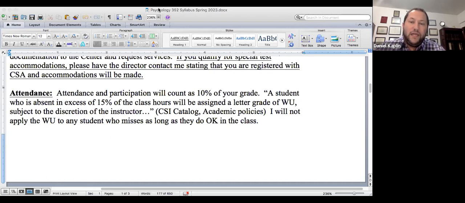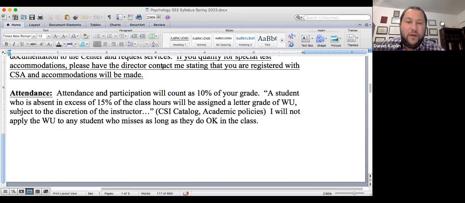Now, one of the interesting things about the CUNY catalog is it has some language about when we should give a WU or how to apply the WU. And I lifted this straight from the catalog as it relates to academic policies. It says a student who is absent in excess of 15% of the class hours will be assigned a letter of a WU subject to the discretion of the professor.